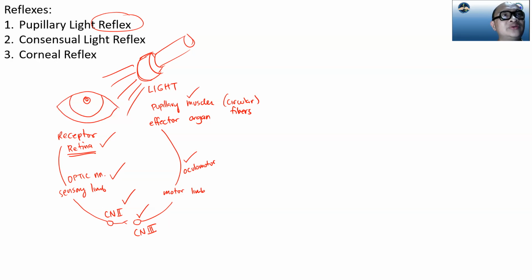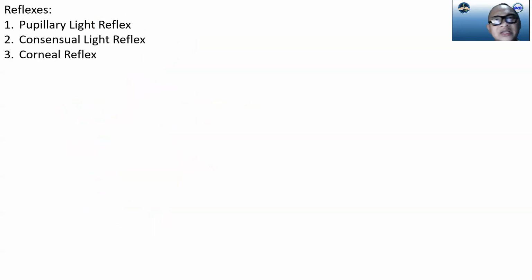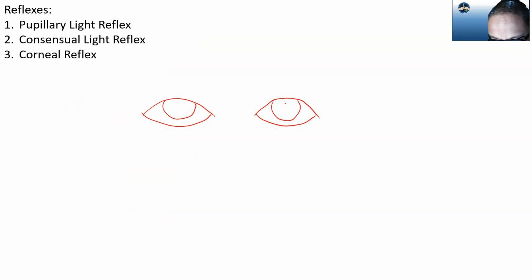Now let's go to the consensual light reflex. Okay, so now let's draw. That's how you draw the eye, by the way. You don't put the pupil. Okay, there.